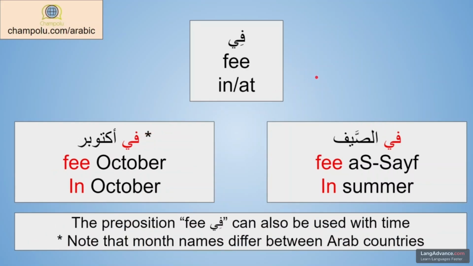And then we can also use it for expressions with time. So we can say something in summer, في الصيف. And then we can say it also for months, like in October, it's في أكتوبر. Notice that there are different month names in different Arab countries.